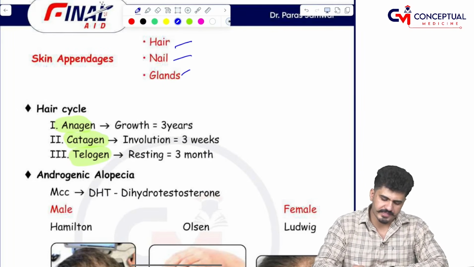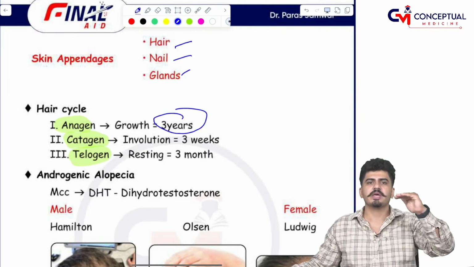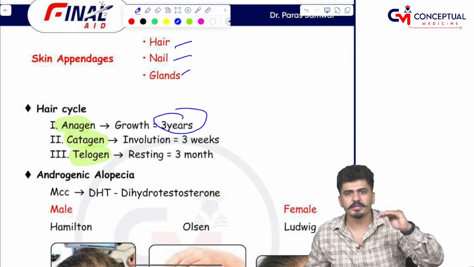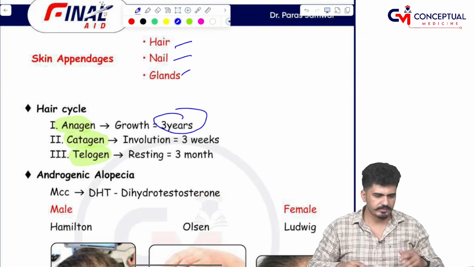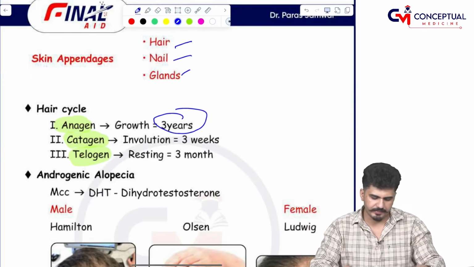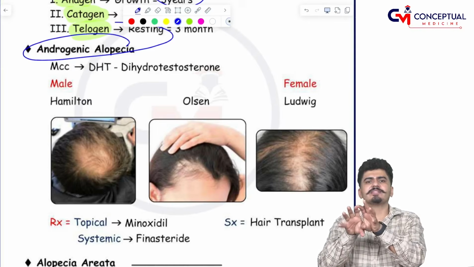So the growth phase is for 3 years. Then straight down, 3 weeks and then 3 months. 3 years, 3 weeks, 3 months. Anagen, catagen, telogen. Okay? Let's go.